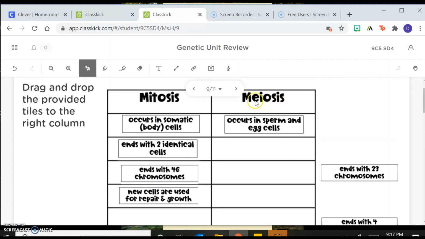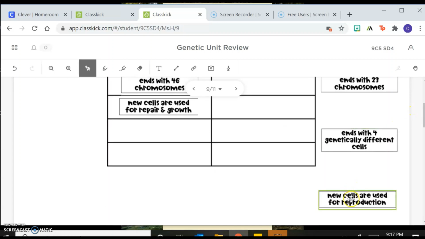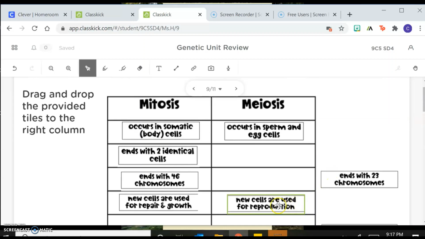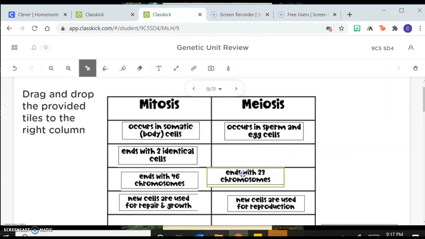So meiosis, M-E makes me, so we know it's sperm and egg. So first of all, we know that's reproduction because we've talked about sexual and asexual reproduction. So we know that's reproduction. Now, just logically thinking, obviously this is 46, so this is 23, but logically thinking, wouldn't it make sense to have half of your DNA in a sperm or an egg? Each parent can't contribute 46.